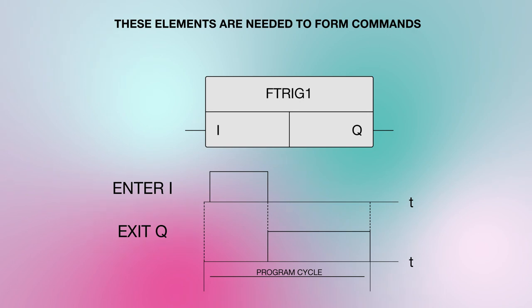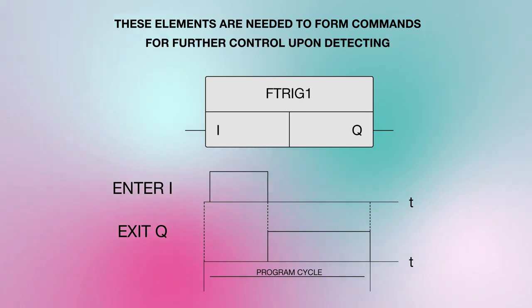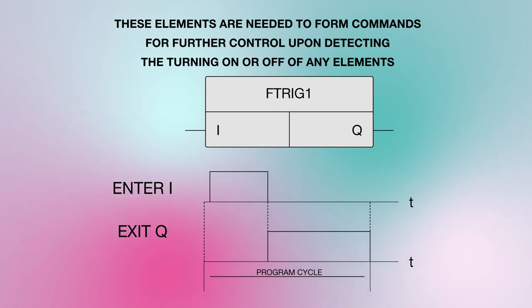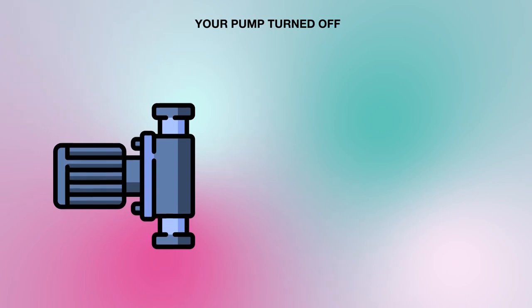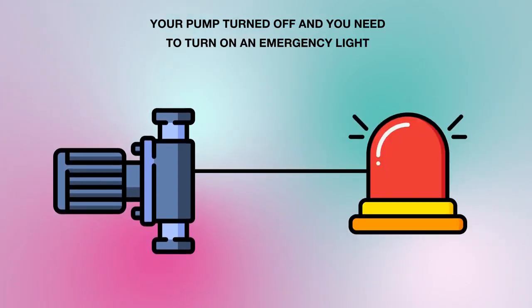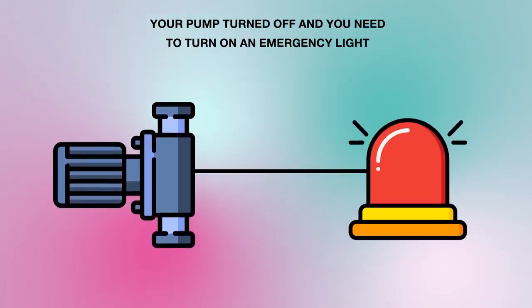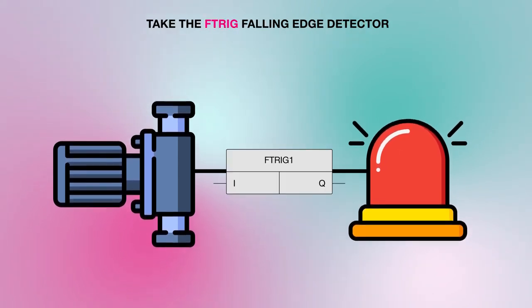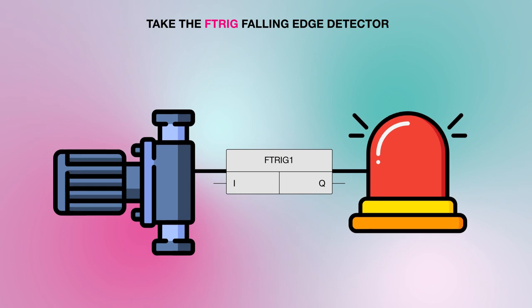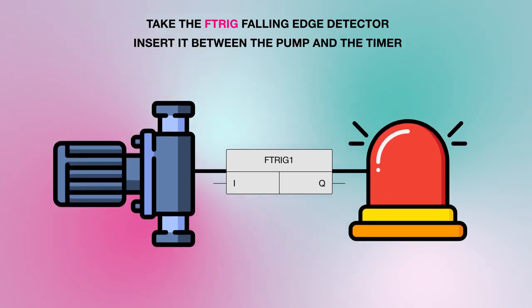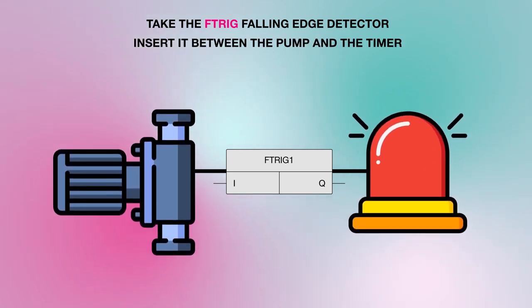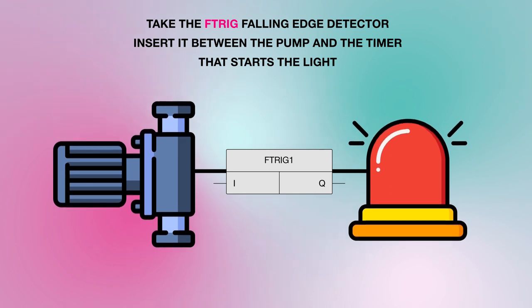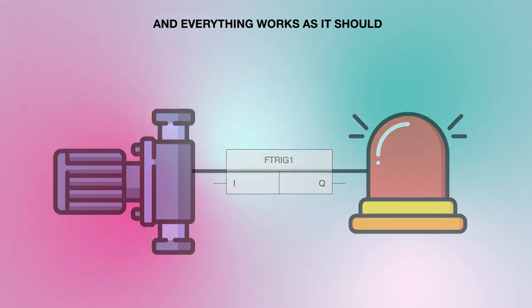These elements are needed to form commands for further control upon detecting the turning on or off of any elements. For example, your pump turned off, and you need to turn on an emergency light for 3 seconds afterward. Take the F trigger falling edge detector. Insert it between the pump and the timer that starts the light, and everything works as it should.